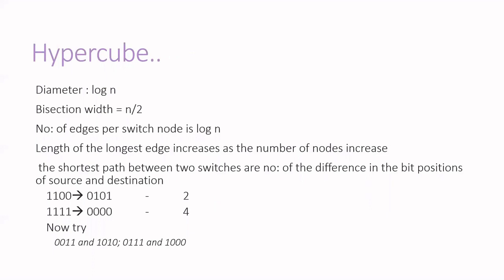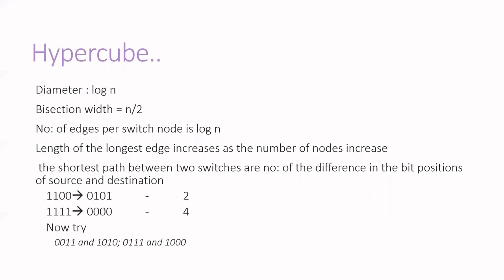Here in this example, log 16 is 4, and every node has 4 connections. The length of the longest edge increases as the network grows. Here you can see that the shortest path between any two switches is the number of differences in the bit positions of source and destination.